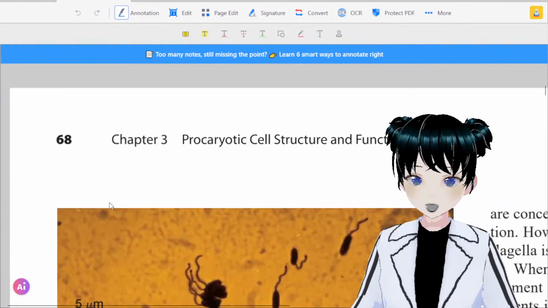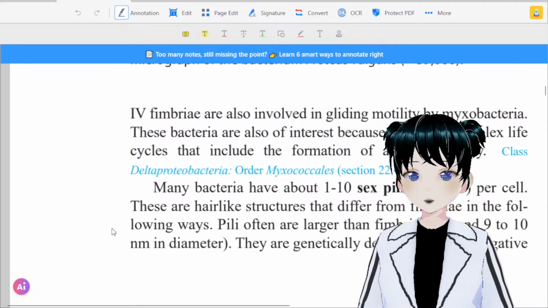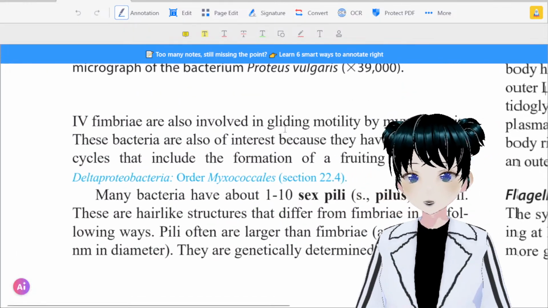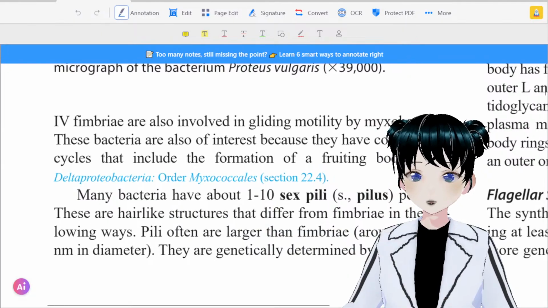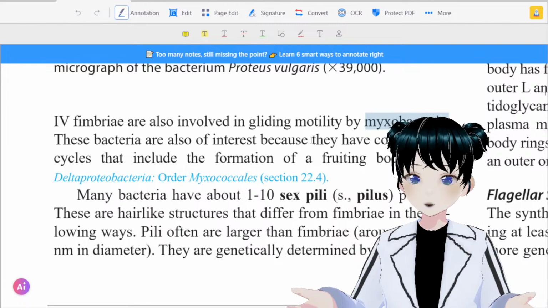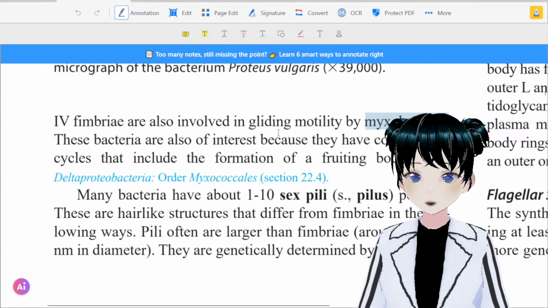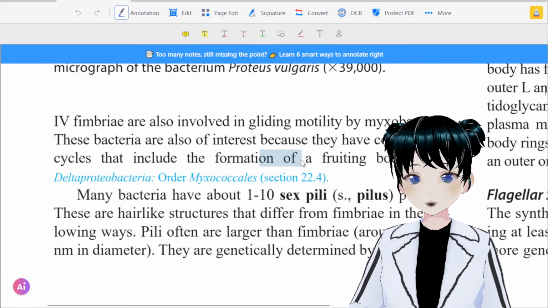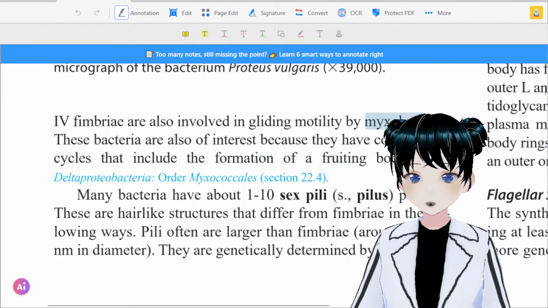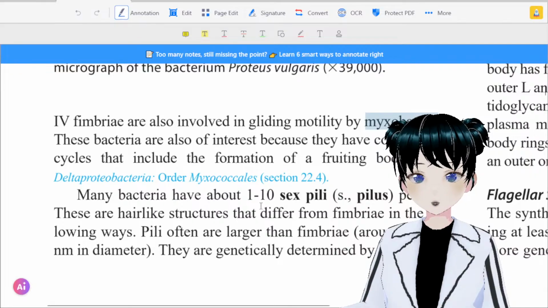We have seen already the diagram of fimbria. Type 4 fimbriae are also involved in gliding motility by myxobacteria. So this is another example of gliding motility. These bacteria are also of interest because they have complex life cycles that include the formation of fruiting bodies. They are talking about the myxobacteria, but we are talking about fimbria, so let's skip that.